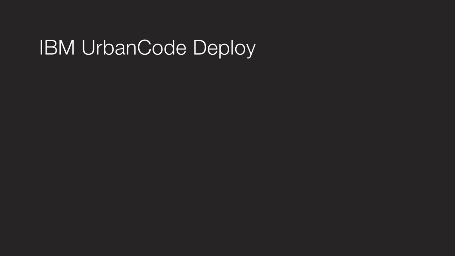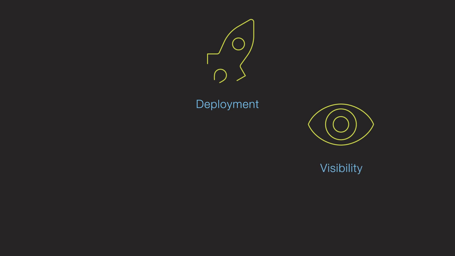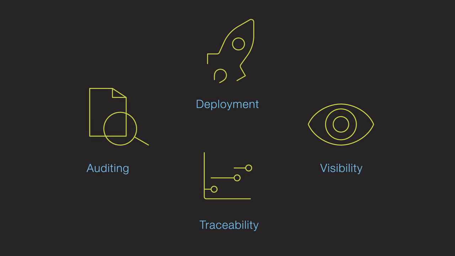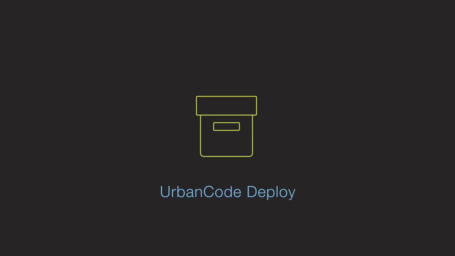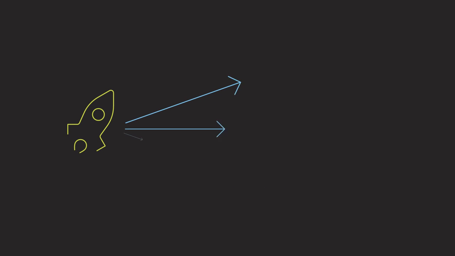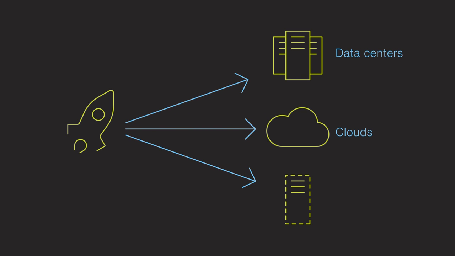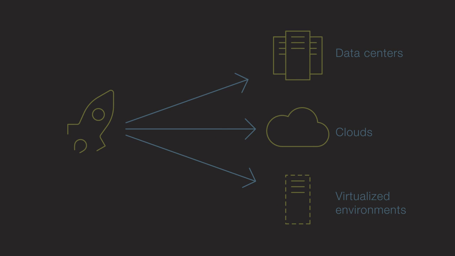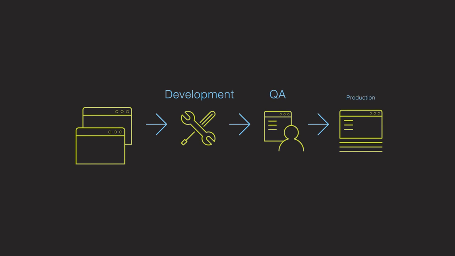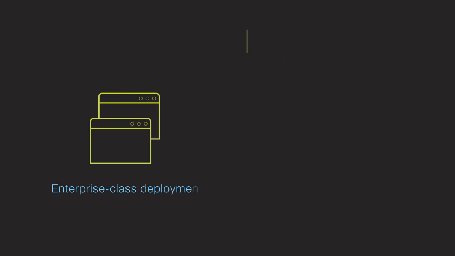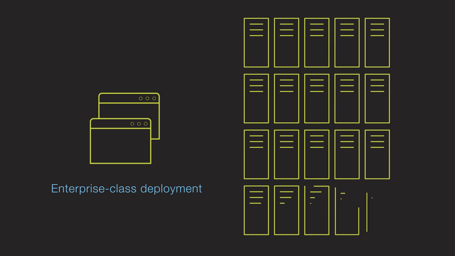UrbanCode Deploy from IBM is an application deployment automation platform that combines robust visibility, traceability, and auditing capabilities into one optimized package. UrbanCode Deploy separates itself from other deployment automation platforms by allowing you to handle deployment to distributed data centers, clouds, and virtualized environments with easy-to-use process orchestration. Through one dashboard, you can promote consistently and seamlessly across environments, scaling up to enterprise-class deployments with thousands of servers.